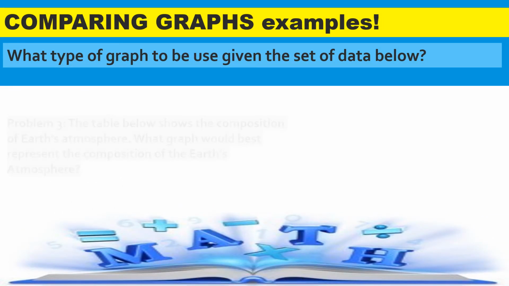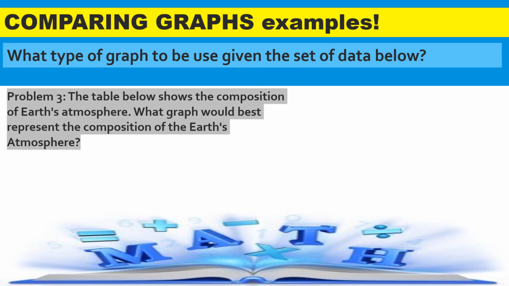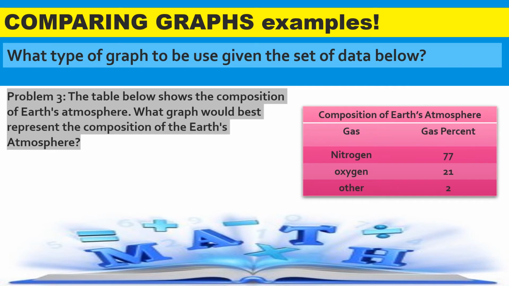Third example. The table below shows the composition of Earth's atmosphere. What graph would best represent the composition of the Earth's atmosphere? So we have the composition of Earth's atmosphere. We have gas and then gas percent. Nitrogen, 77, oxygen, 21, and other gases, we have 2.